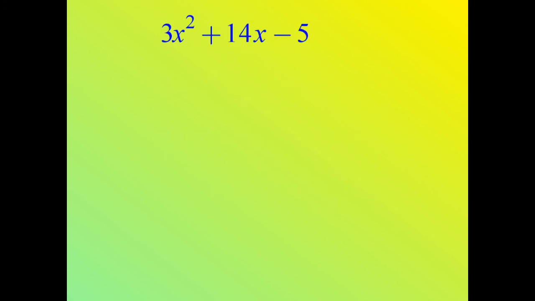Okay, let's try another one. Here we've got 3x squared plus 14x minus 5. Let's list some of our factors here. We can do 1 and 3, and on this one, we're going to have 5 and 1.